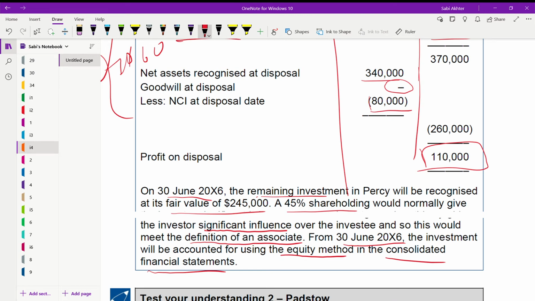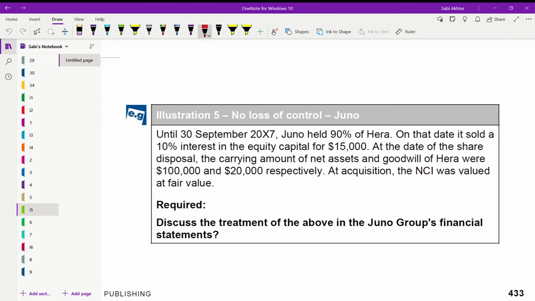Now let us go to illustration 5. No loss of control. So here, no loss of control. Until 30th September 2007, Juno held 90% of Hera. On that date, it sold her 10% interest. So from 90 to 10, it's still a subsidiary, 80% only for 15,000. At the date of the share disposal, the carrying amount of the net assets and goodwill were 120. At acquisition, NCA was valued at fair value. Okay. Discuss the above treatment.